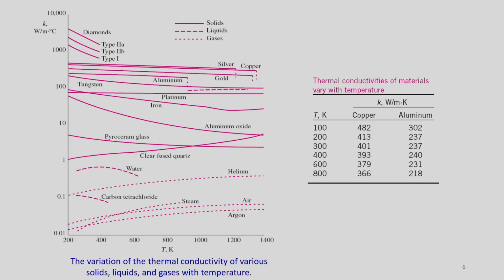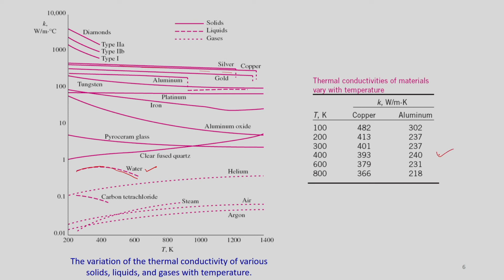So, this figure shows the variation of thermal conductivity of various solids, liquids and gases with temperature. As temperature increases, as you can see, some of the materials, for example water, first increase and then decrease with increase in temperature. And for example, silver, with increase in temperature it is decreasing.